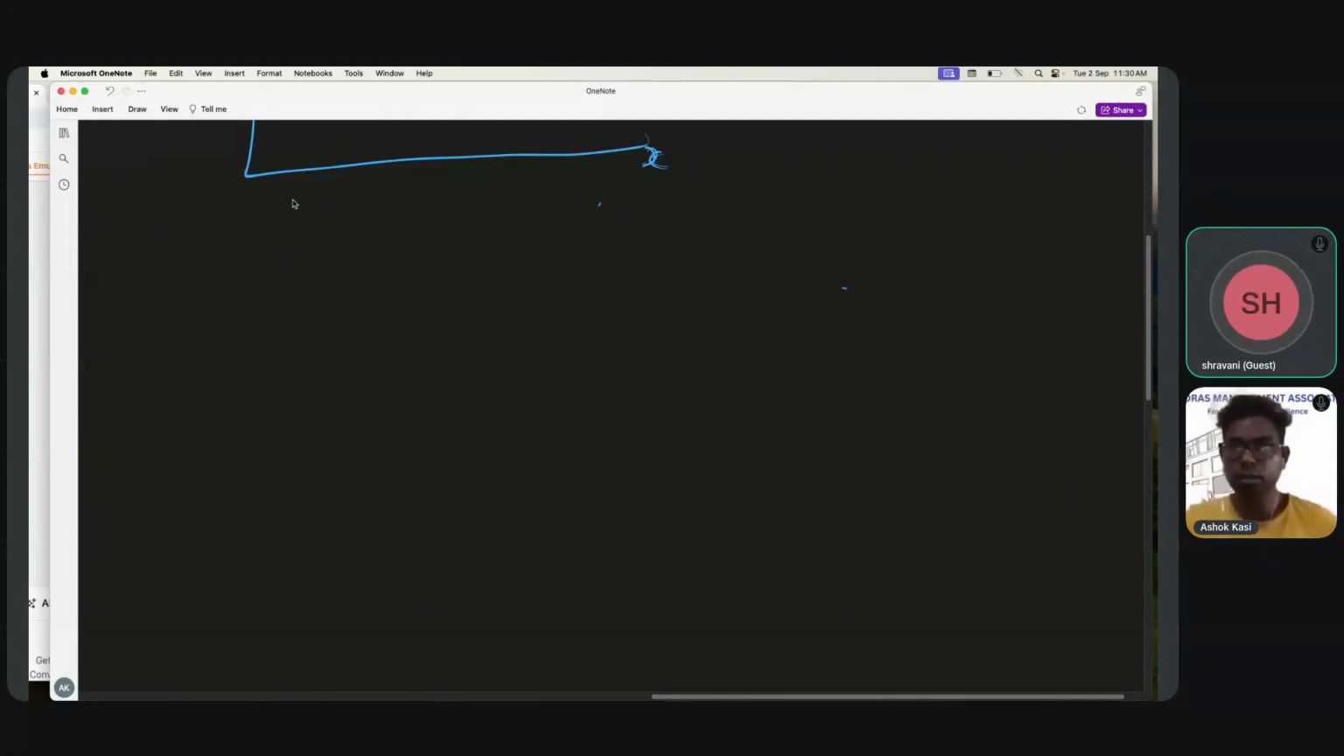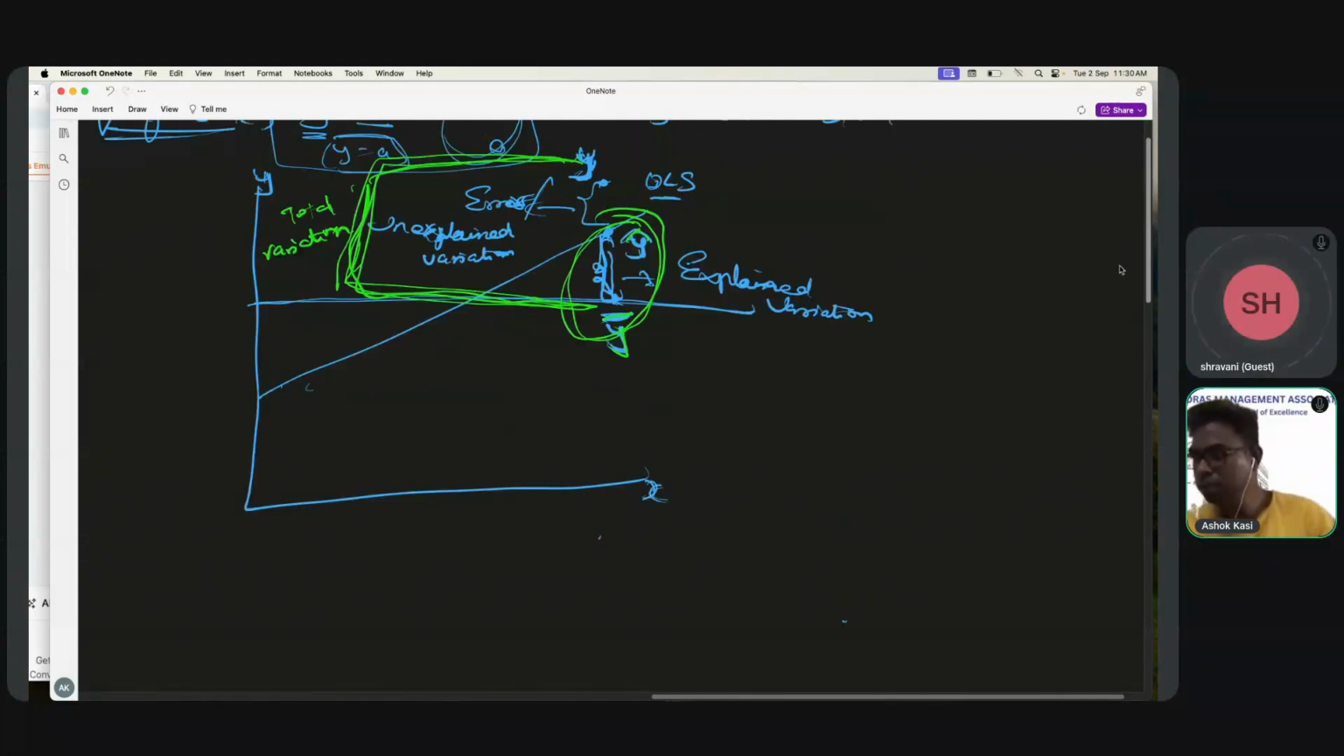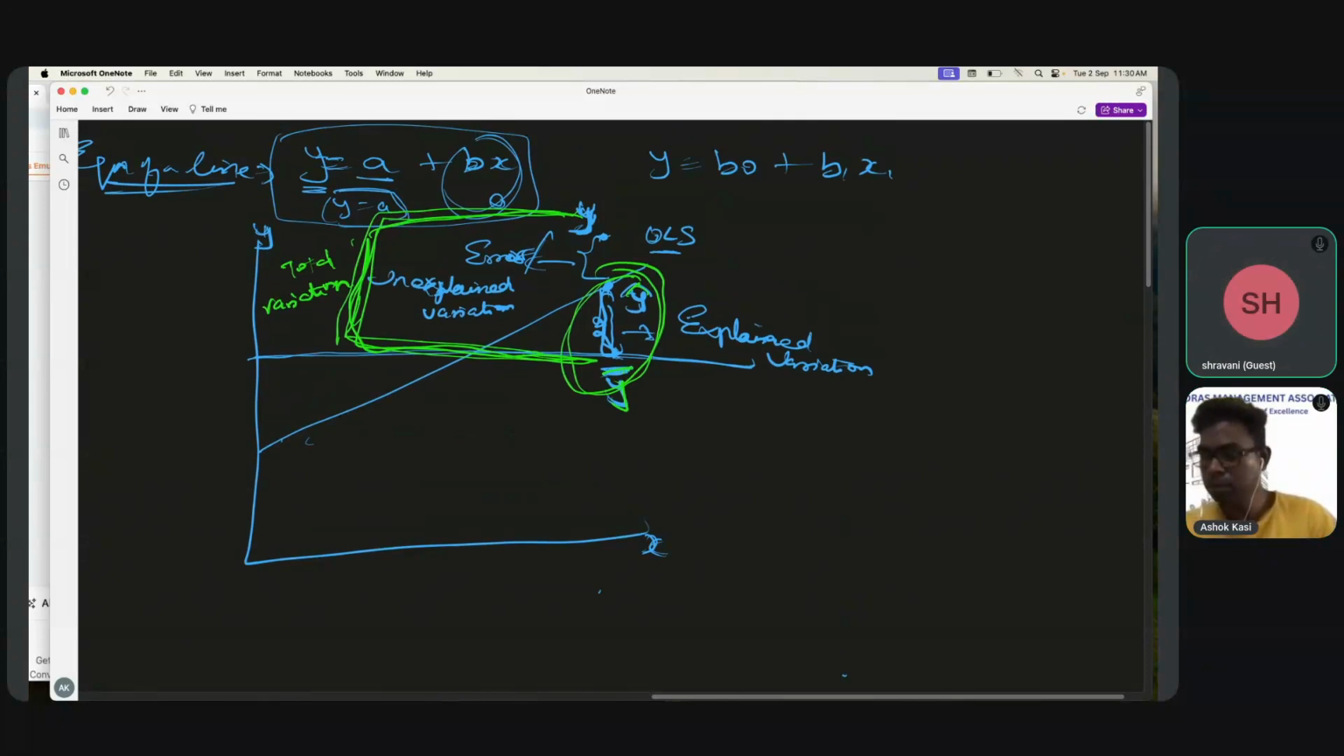Just 1 minute, I'll connect the charger to the laptop. You have written this part. I'll write it, you can write it in the meanwhile.